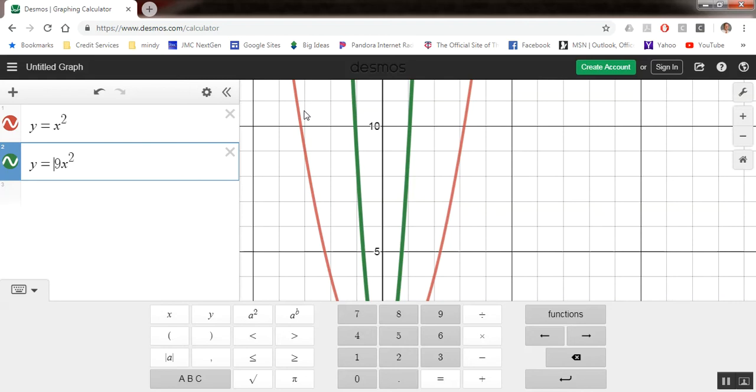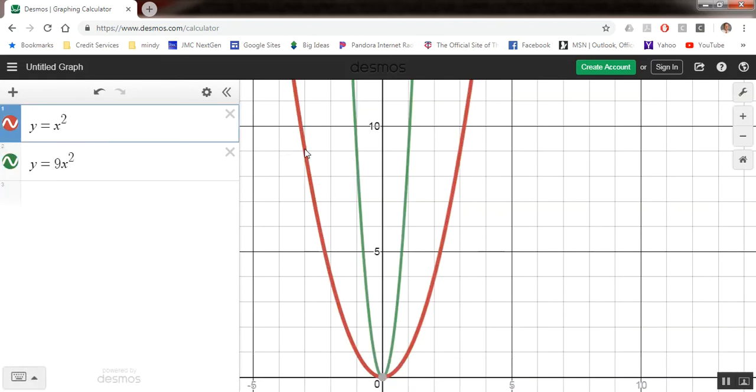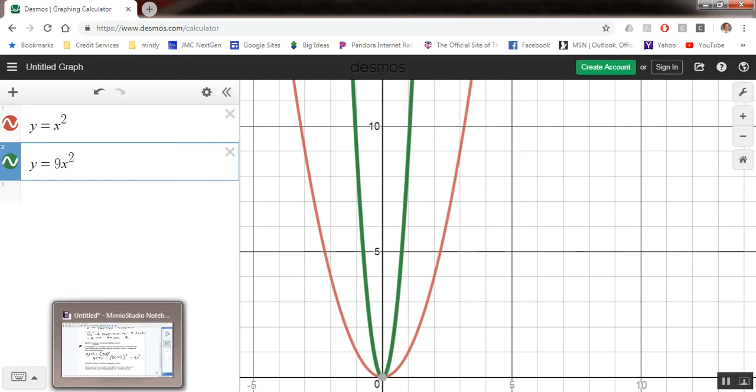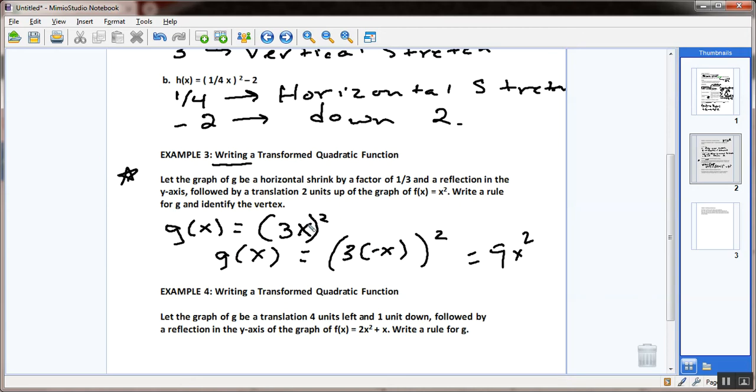Guys, is this still showing a shrink factor of 1/3? Again, if I look, what's the x value here? What's the x value here? Does it appear that this green graph has been flipped over the y-axis, meaning everything that's over here is now over there, and everything that was over here is now over there? So are we still good in a reflection? Yeah. Okay, then the last part was to move what? How do you translate something up 2 units? What do you do to the end of it? Add 2.